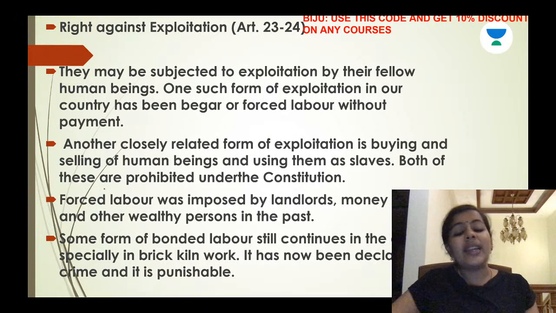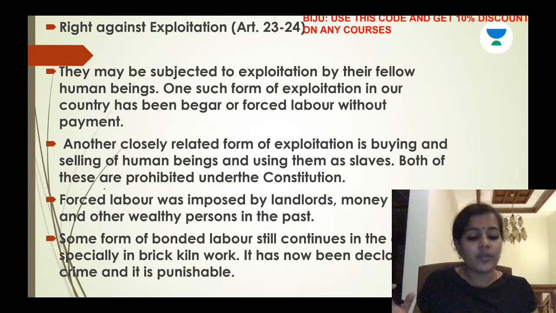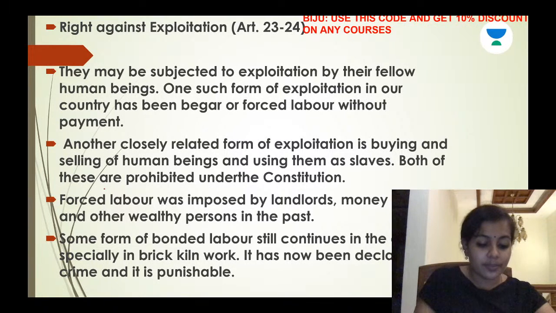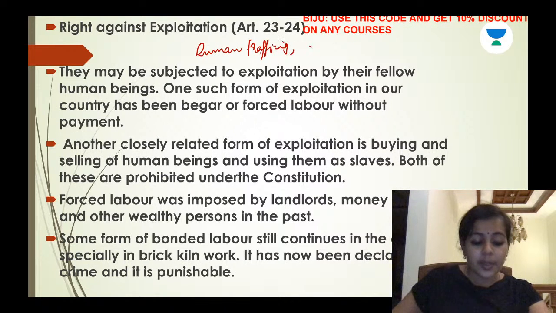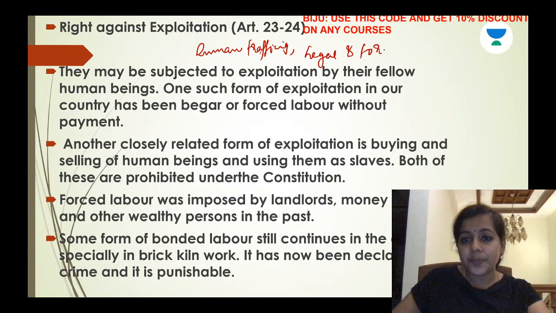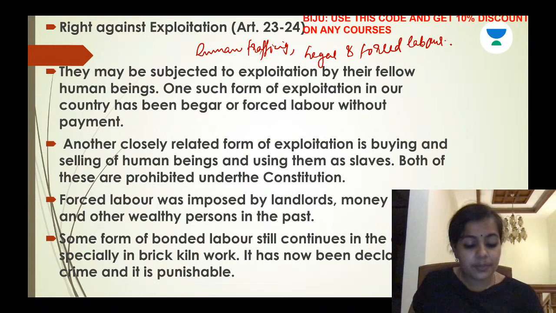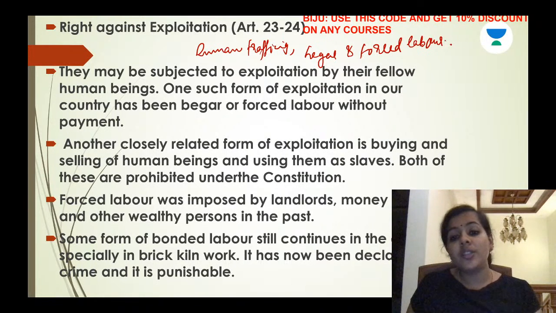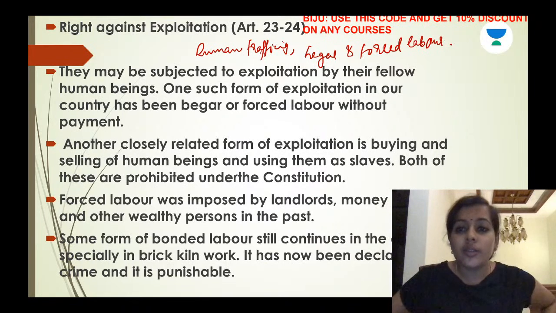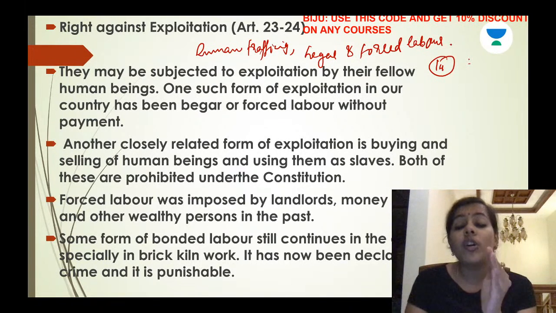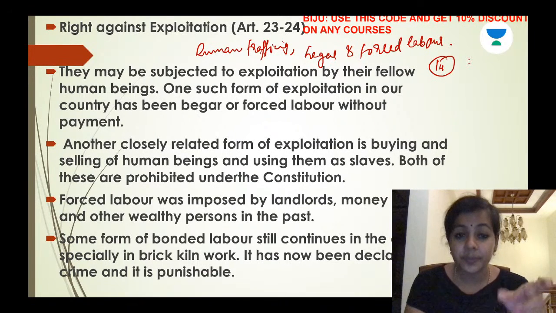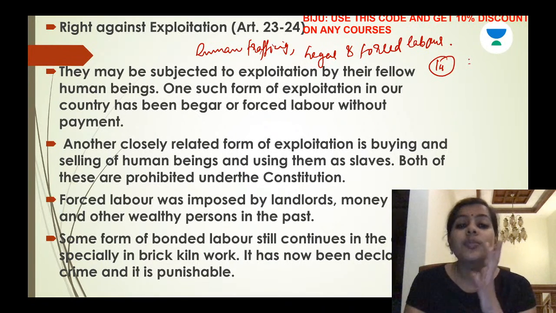So the next thing we are going to write is right against exploitation, Article 23 to 24. What is this right against exploitation? Prohibition of human trafficking, beggar, forced labor, etc. comes under right against exploitation. It also prohibits children from working in factories. The children under the age of 14 cannot simply go and work in a factory. They are being prohibited by the law. That is the right against exploitation.